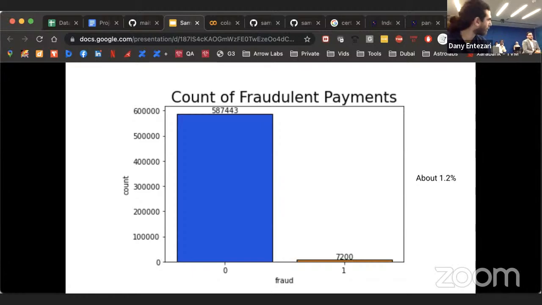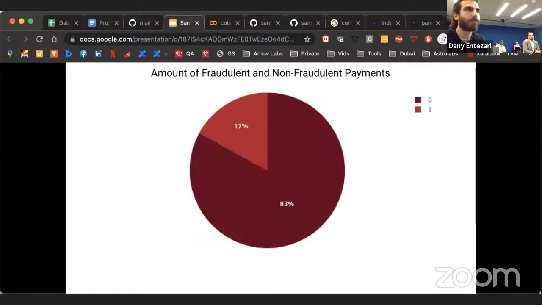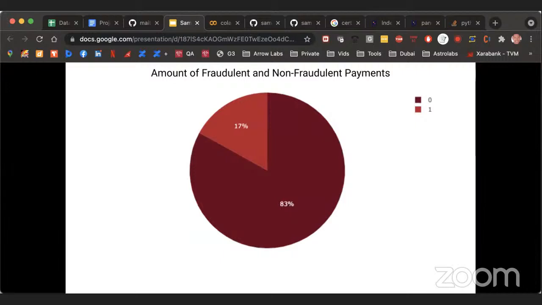And what is the percent of money that is fraud based on? 17.70% of the amount.